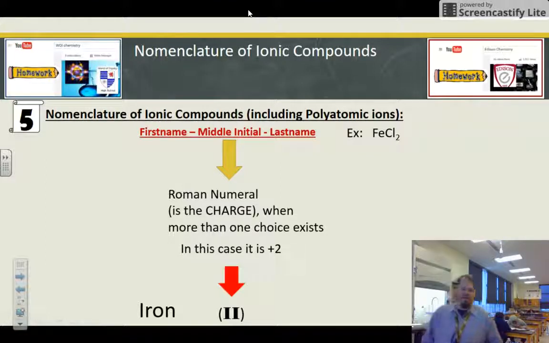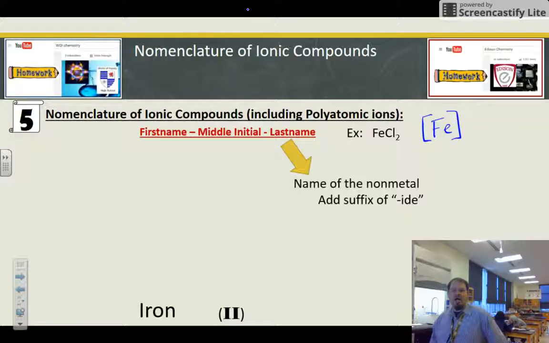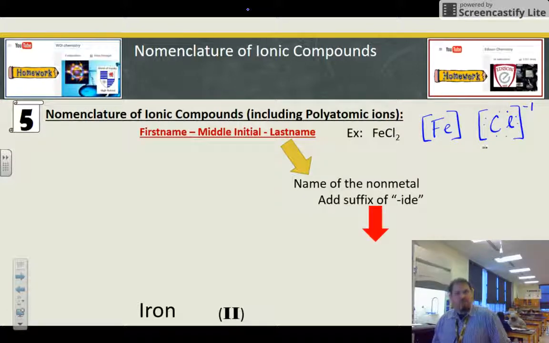And then the last piece is to take the last name, which is the nonmetal. The nonmetal is going to end in that suffix "ide," like we did in the lab. We had to name all the chlorides. So the chlorine, I'm going to lose the E, and it's going to become chloride.